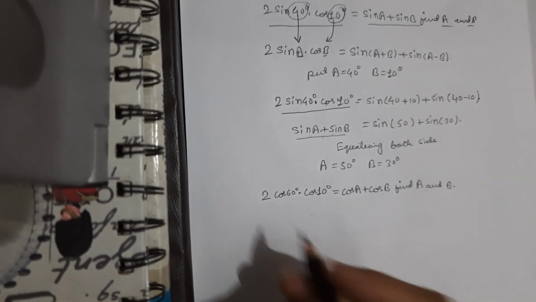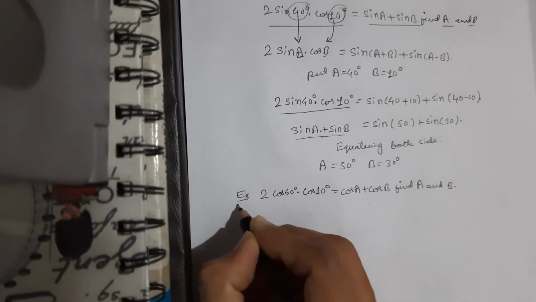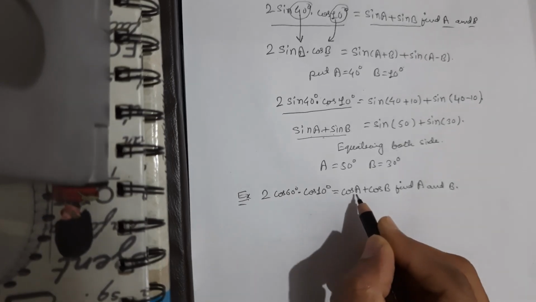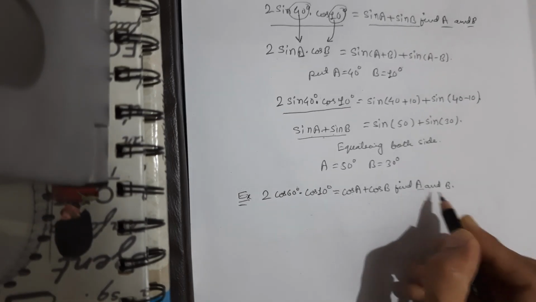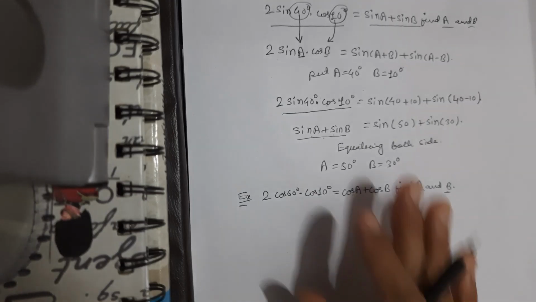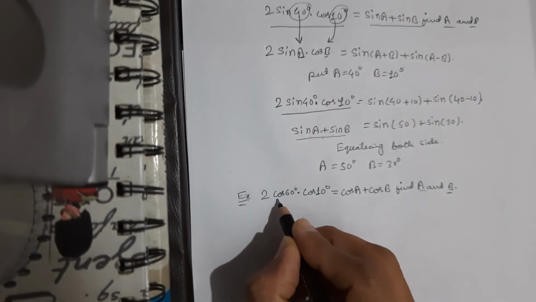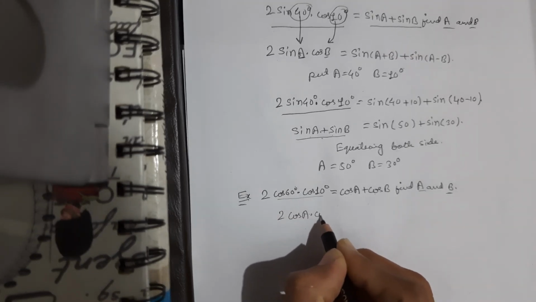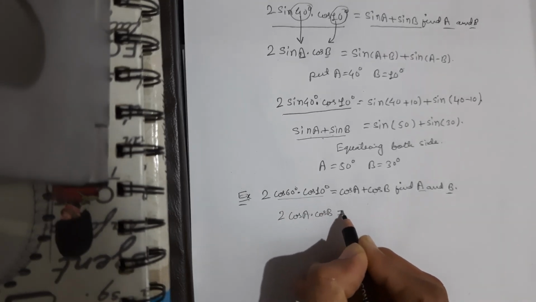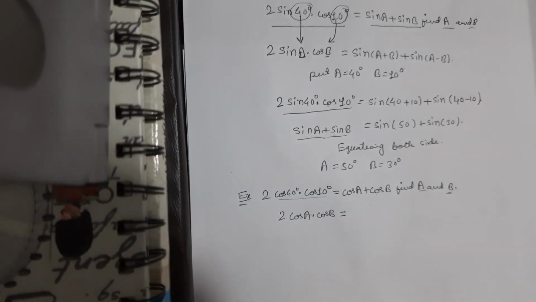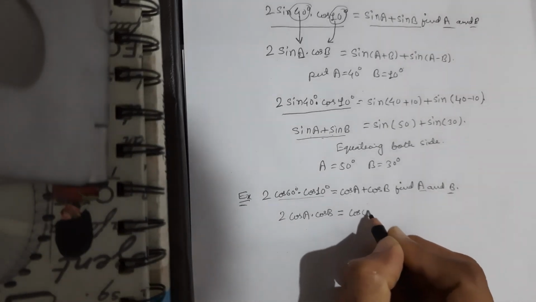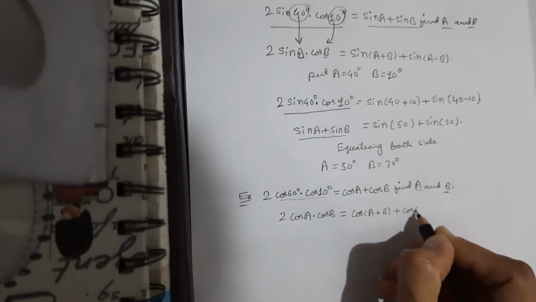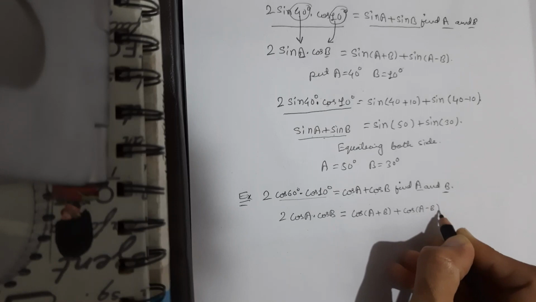I just wrote one more example here. It is given 2 cos 60 into cos 10 degree equal to cos A plus cos B, and I need to find A and B. We follow the same procedure; we search for the formula 2 cos A into cos B, which is equal to cos A plus B plus cos A minus B.